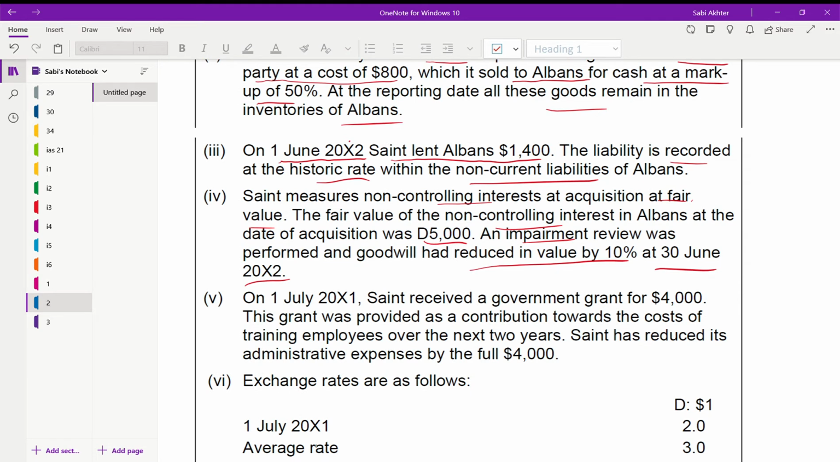On 1st of July, Sain received a government grant for 4,000. This grant was provided as a contribution towards the cost of training employees over the next 2 years. Sain has reduced its admin expenses by 4,000.